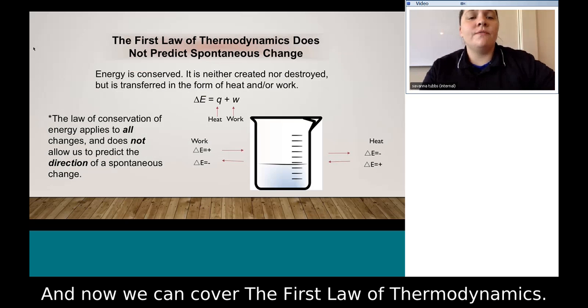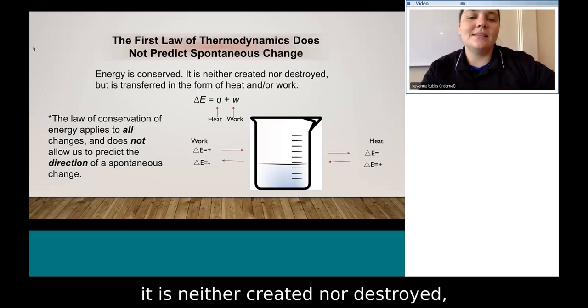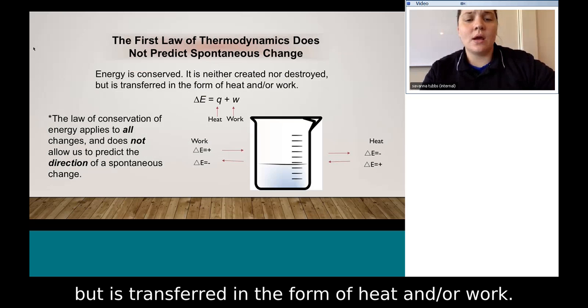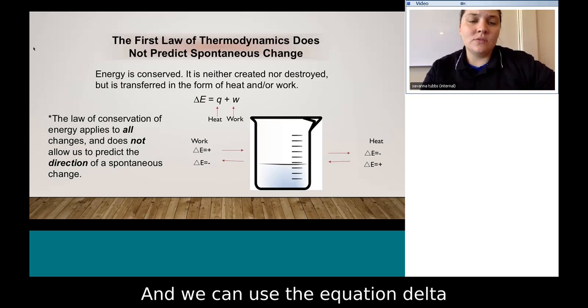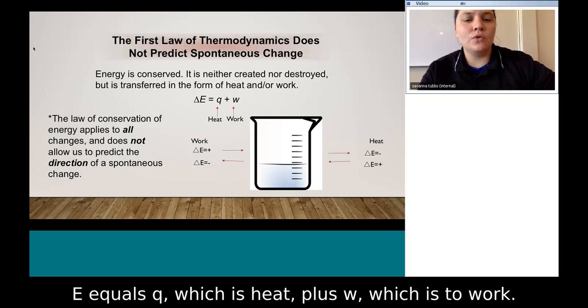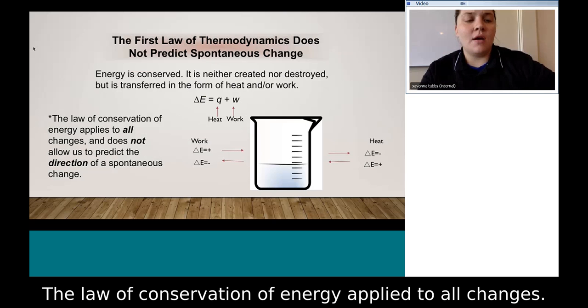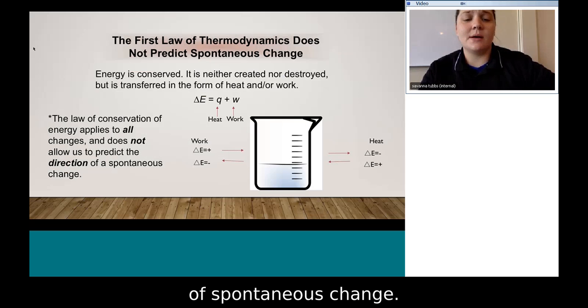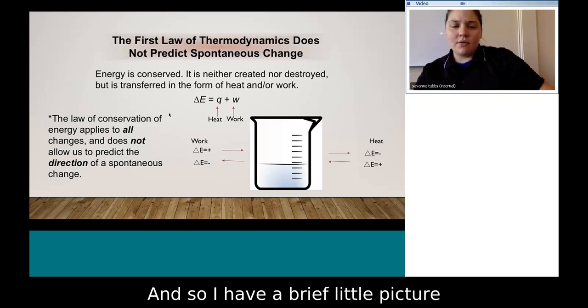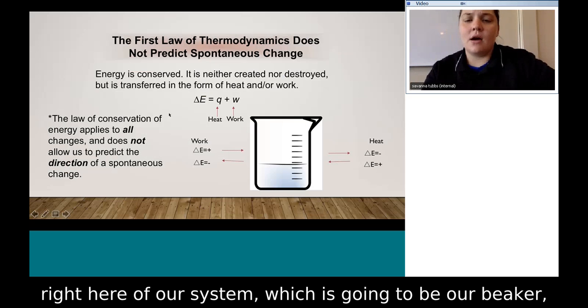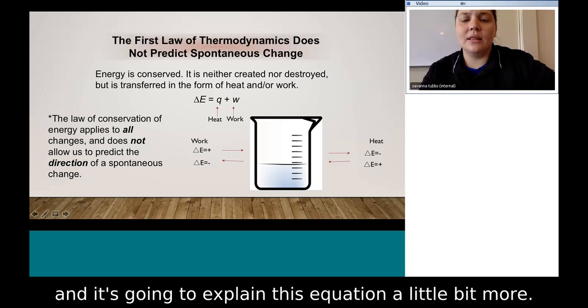And now we can cover the first law of thermodynamics. It states that energy is conserved. It is neither created nor destroyed, but is transferred in the form of heat and or work. And we can use the equation delta E equals Q, which is heat, plus W, which is work. The law of conservation of energy applies to all changes and does not allow us to predict the direction of spontaneous change. And so I have a brief little picture right here of our system, which is going to be our beaker. And it's going to explain this equation a little bit more.